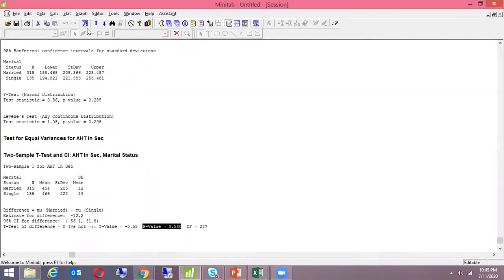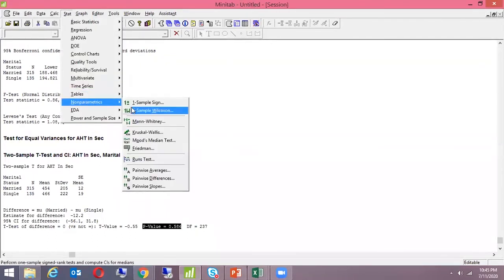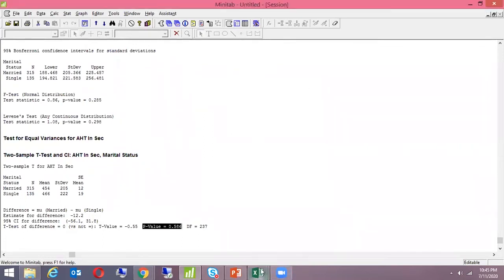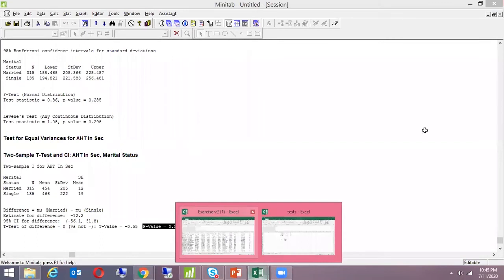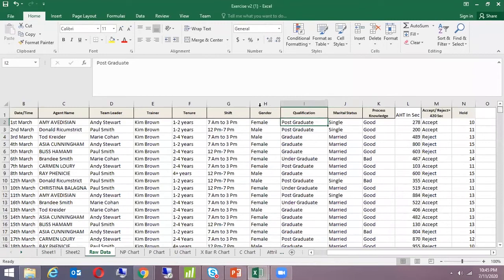Let's do the Mann-Whitney. So non-parametric Mann-Whitney. The first sample is HT here. To do Mann-Whitney, we have to unstack the data. What is the meaning of unstack here? I'll just explain it to you. The marital status data that I have is single versus married. This is in one group only. But in order to do the Mann-Whitney, this data has to be unstacked.